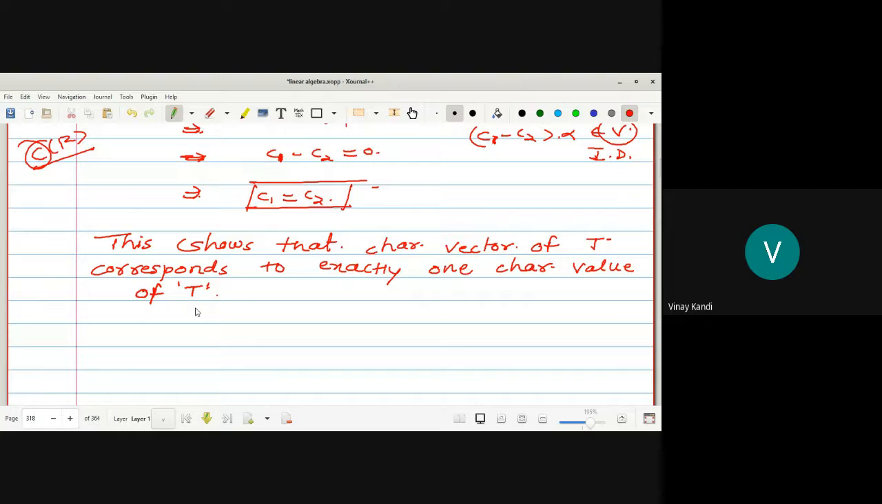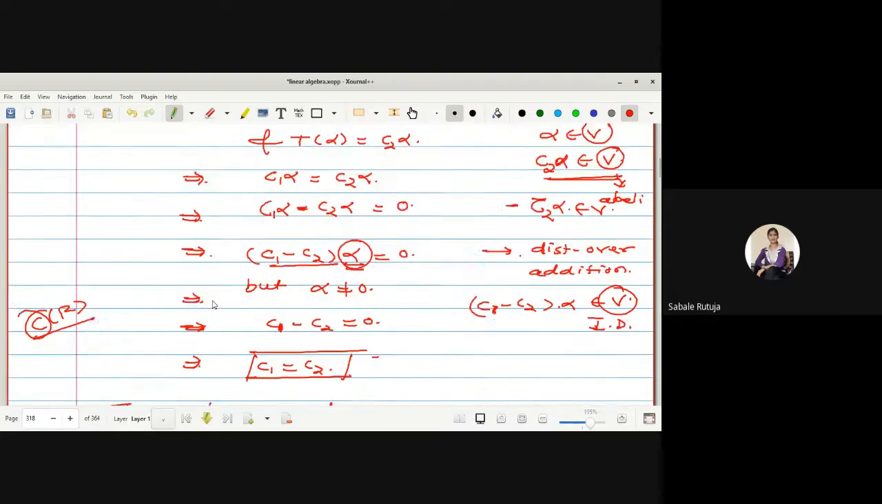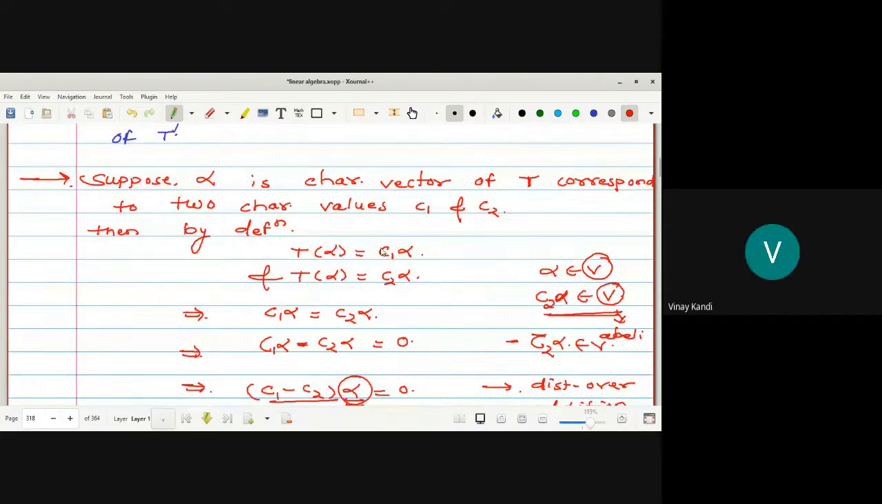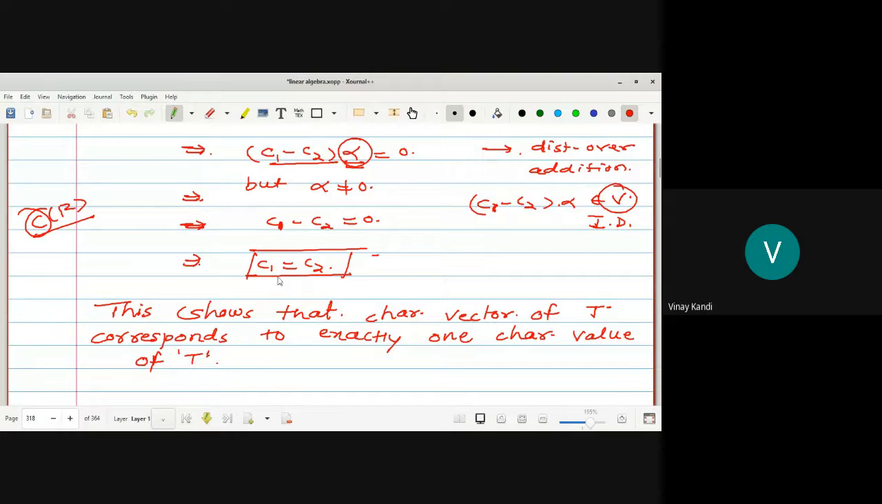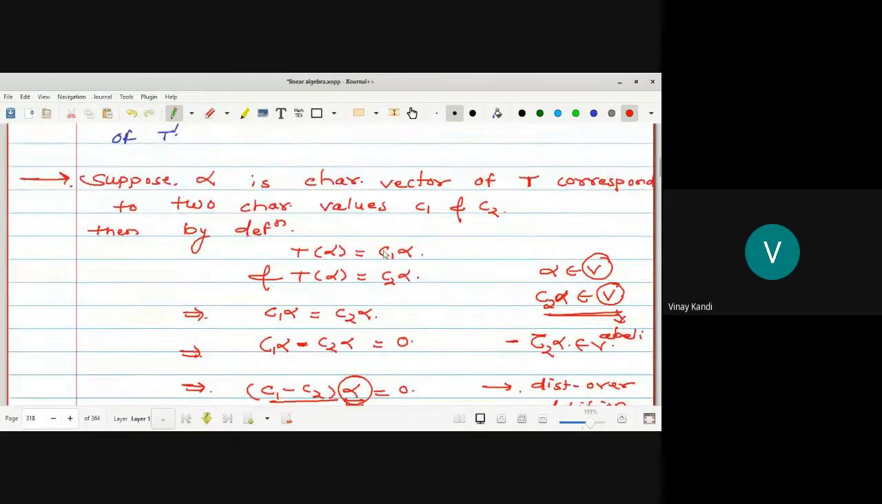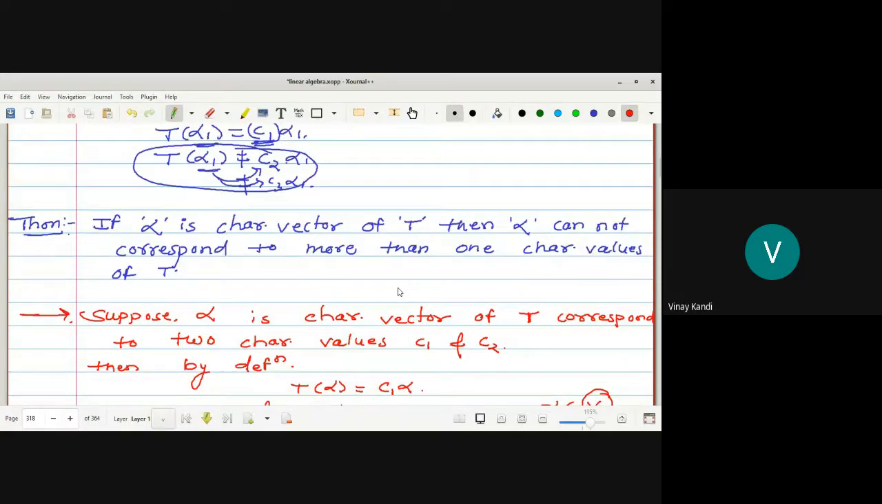So we took two values, C1 and C2. What will come if this alpha corresponds to both? If this characteristic value corresponds to C1 and C2, it implies C1 must be equal to C2. That means the characteristic values C1 and C2 must be the same. Hence, if alpha is the characteristic vector of T, then alpha cannot correspond to more than one characteristic value of T. Okay, any doubt?